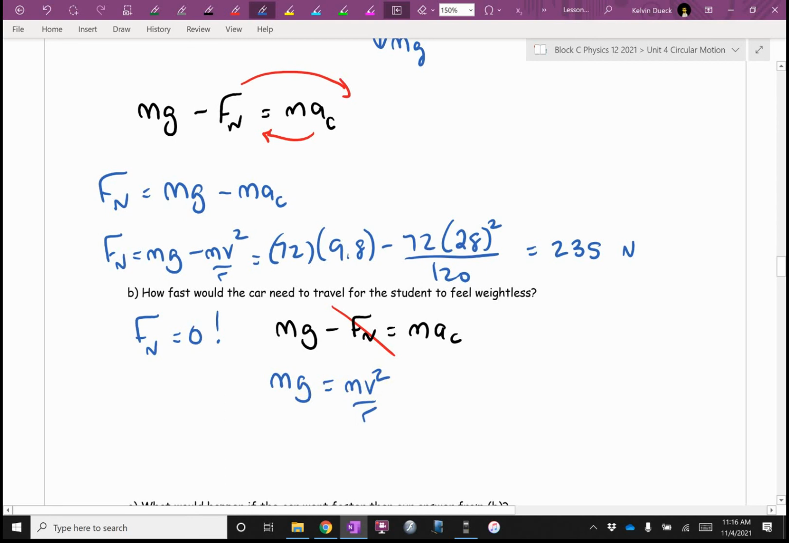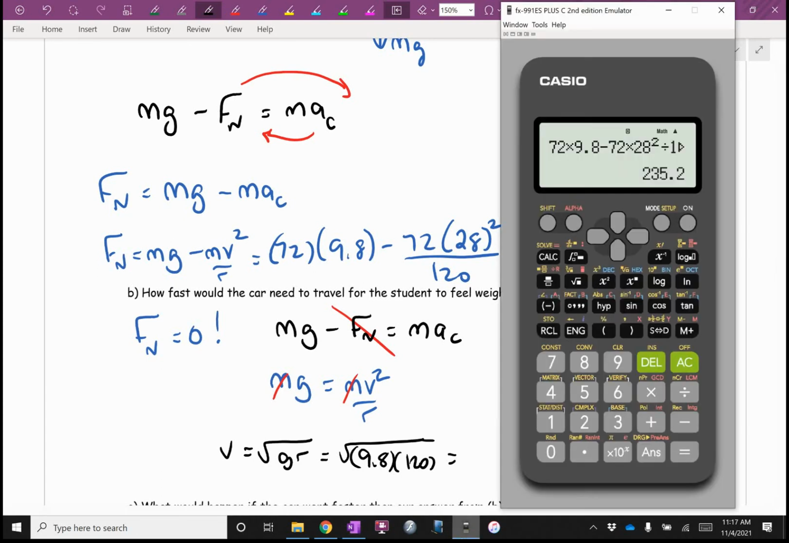We get our friend the square root of gr again. I probably did this right. So it's going to be the square root of 9.8 times 120. You get 34.3.